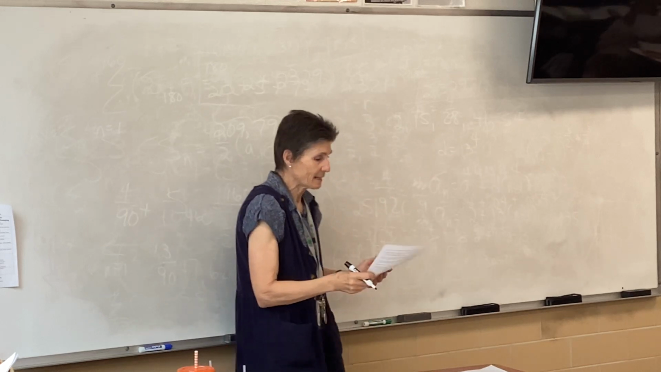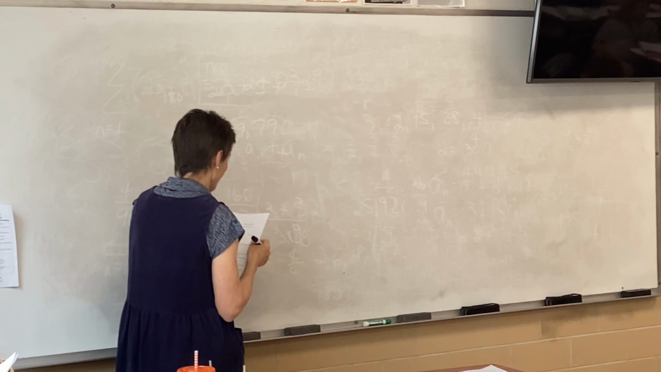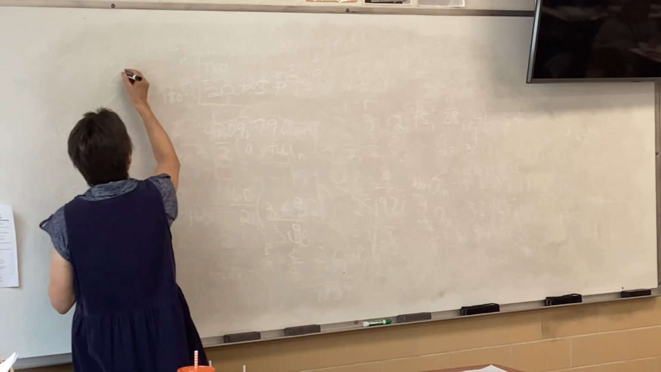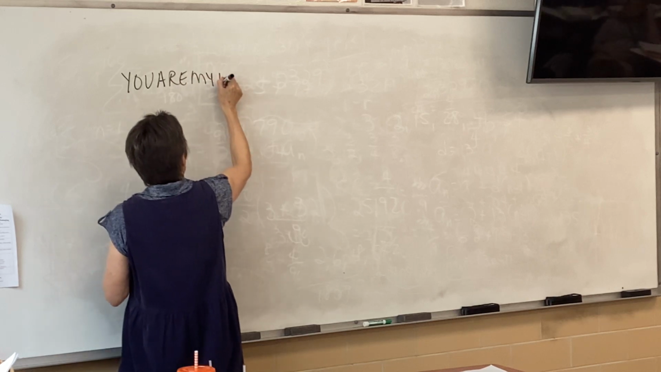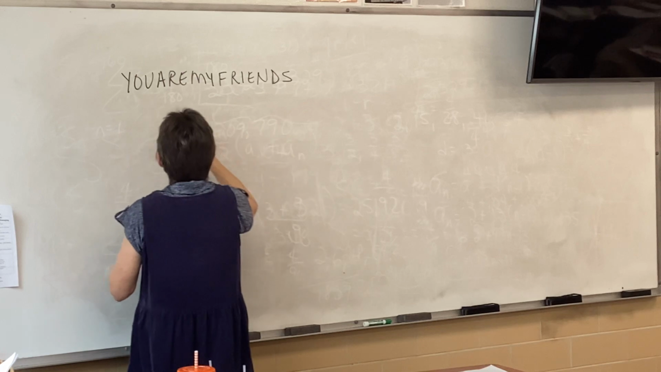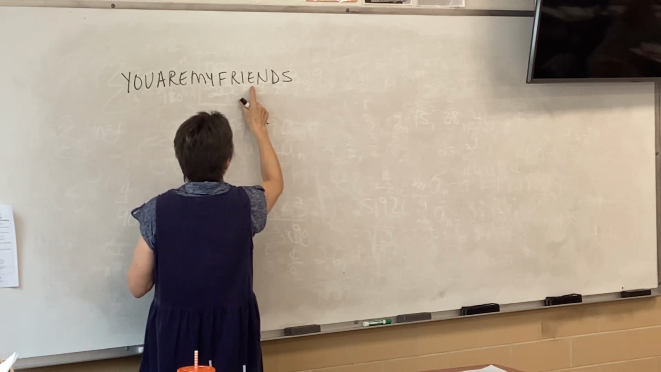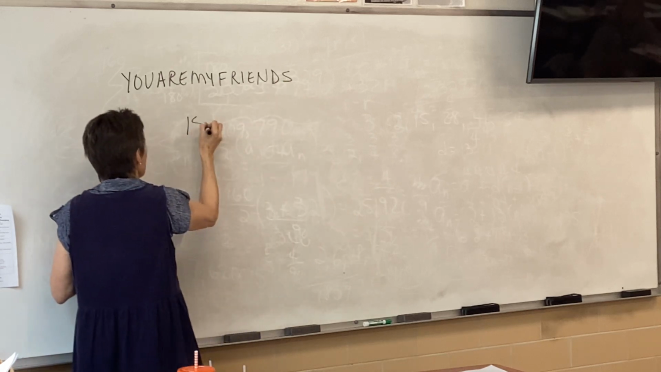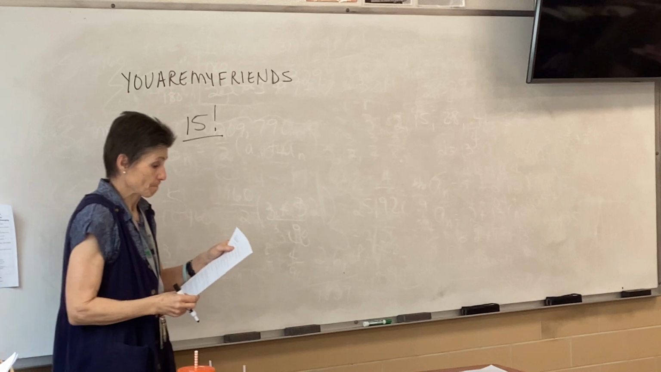All right, I'll just start at the beginning. We'll get through whatever we get through. How many ways can we arrange the letters of the phrase "you are my friends"? What's the first thing I need to do? I see how many letters there are. 1, 2, 3, 4, 5, 6, 7, 8, 9, 10, 11, 12, 13, 14, 15 letters. So I'm starting with 15 factorial.